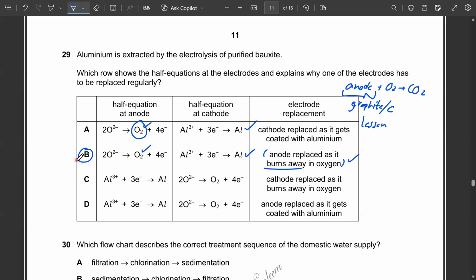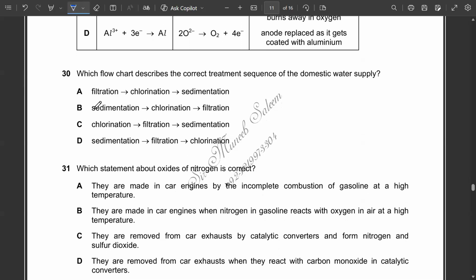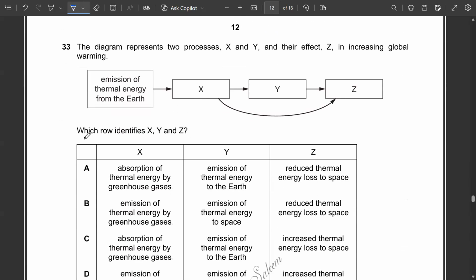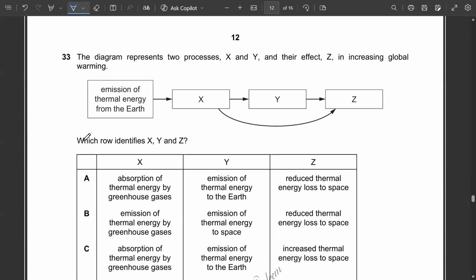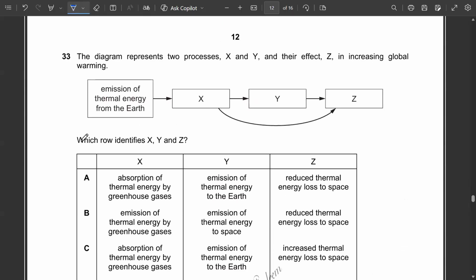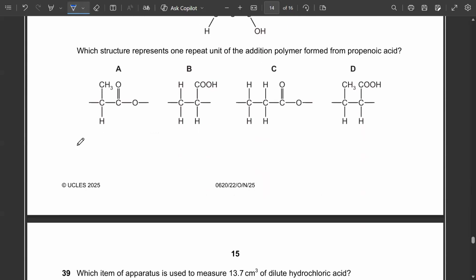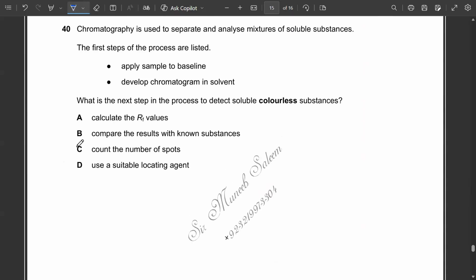So, these were the related questions. All the other questions are not related to the topic which we are currently covering. So we will attempt the remaining parts of this paper in the next 4th chapter's revision.